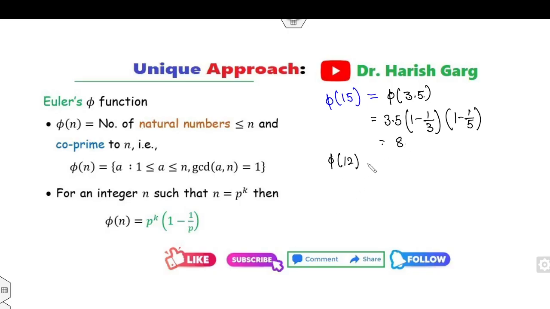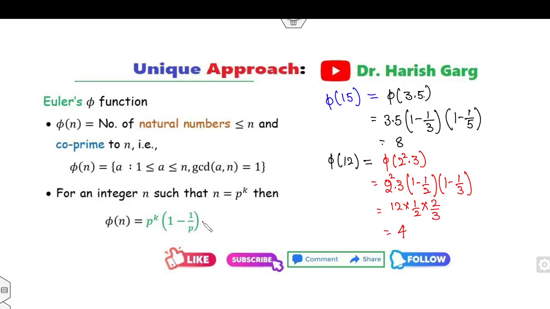Similarly, if you want to find the phi of 12, firstly you write it in terms of prime factorization. Now, how many prime numbers? Again, there are 2 prime numbers, 2 and 3. I can write 1 minus 1 over 2, and for the second prime number 1 minus 1 over 3. So I can solve this calculation, and you will get 4 as my answer.